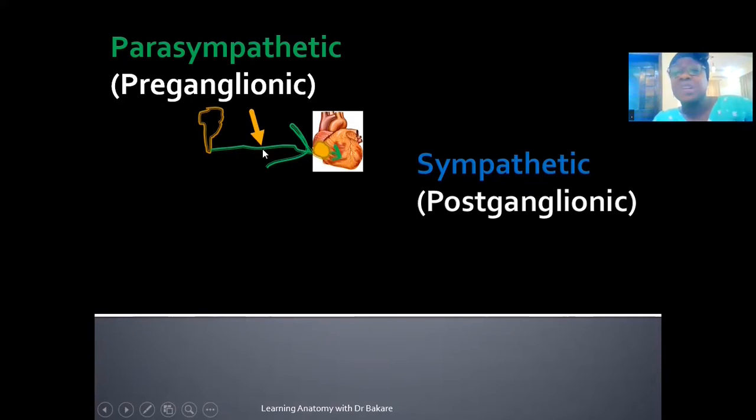It is pre because it is a neuron that is located before the ganglion. This is the ganglion here. So if you look at it here from this presentation, you see that truly the parasympathetic component is a preganglionic neuron. For the sympathetic component, we say it is a postganglionic neuron.